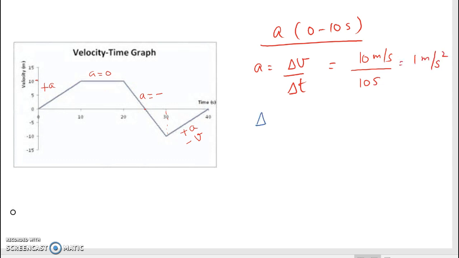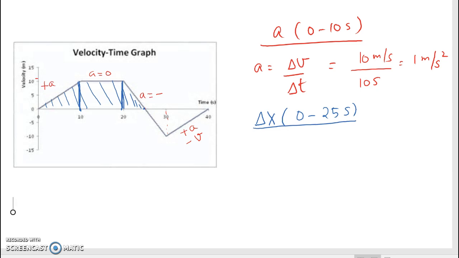Let's say we want to calculate the displacement in the first 25 seconds. That means this is going to represent the area under the plot from 0 to 25 seconds. Look at this shape. This shape looks like a trapezoid. So if you know the formula for the area of a trapezoid, you can use the formula to calculate it. Otherwise, we can always split this into a triangle, a rectangle, and another triangle.